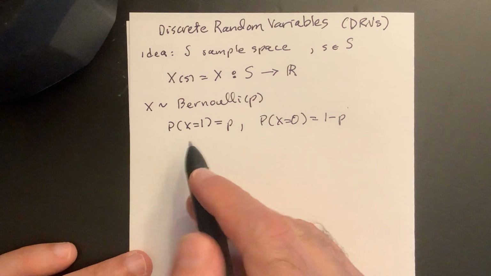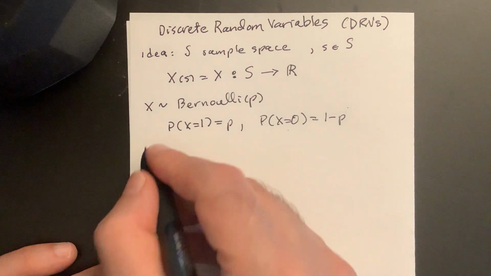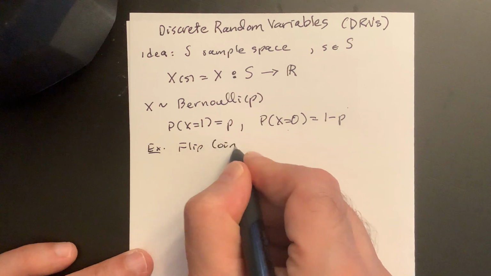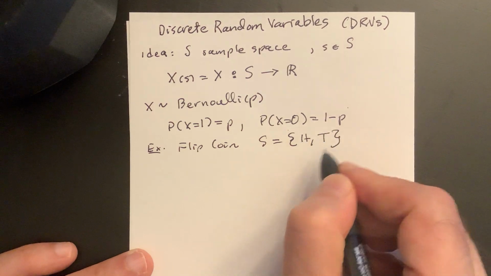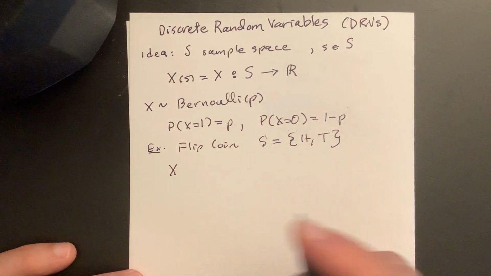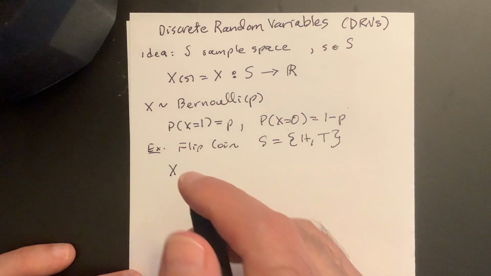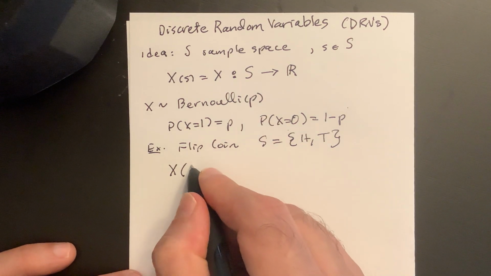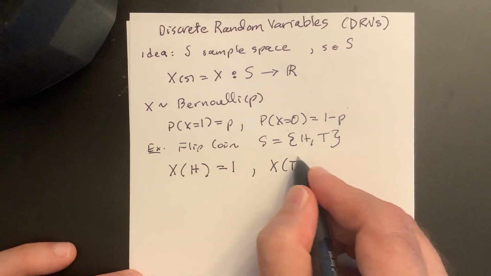You notice I didn't refer to the underlying experiment here. You could think of many things like this. So for example, flip a coin and let S equal the sample space heads or tails. And then we could set X of heads or tails equal to 1. So maybe I want to count heads as a 1, tails as a 0. Sometimes it's called success. We would say X of heads, the outcome heads, is equal to 1. X of tails is equal to 0.